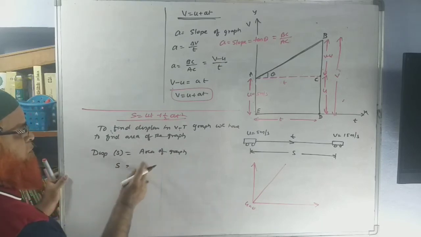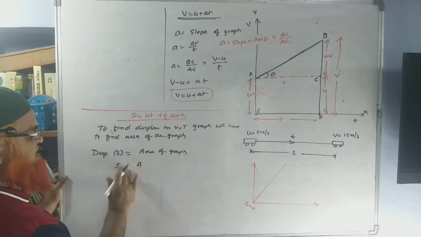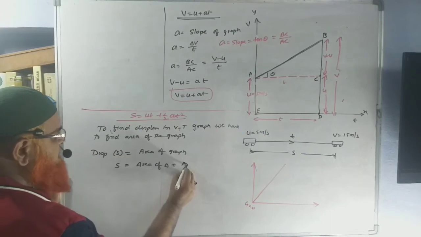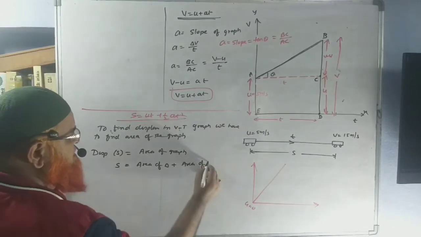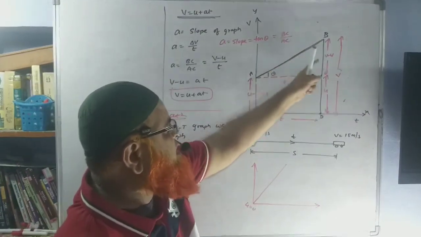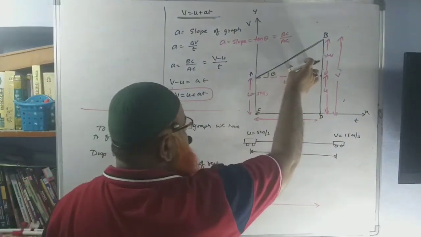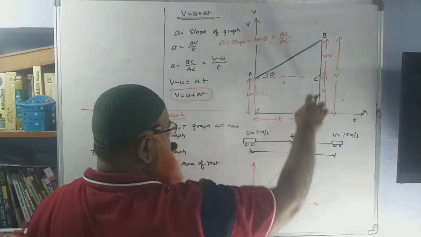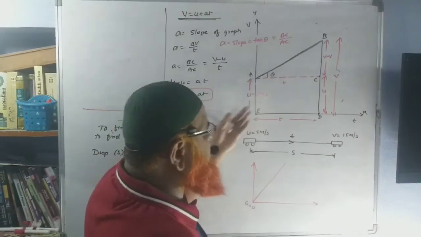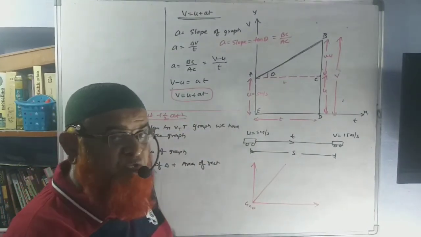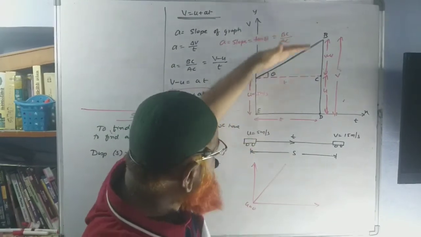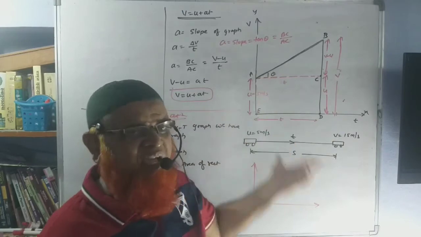So here there are two parts in this case. First part is the area of a triangle plus the second part, the area of a rectangle. Why am I writing like this? If you consider this graph totally, the area of this graph is this triangle as well as this rectangle combined together. This is going to be the total area here. If you find the total area, then you will get the displacement. What is the meaning of this? You need to find the area of the graph below the line AB.